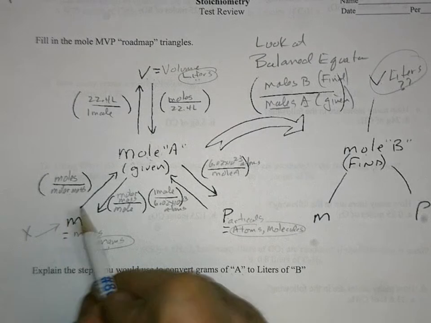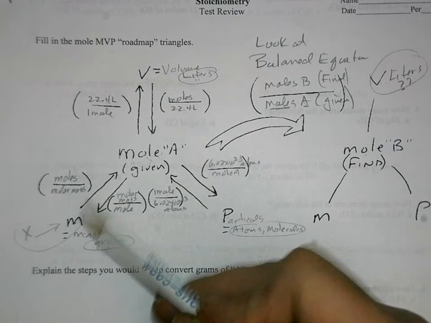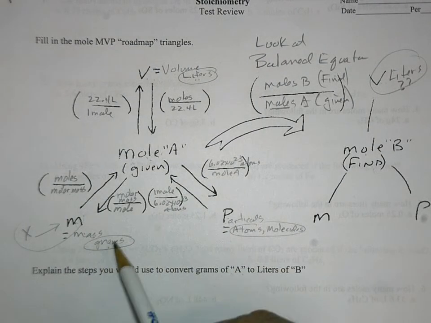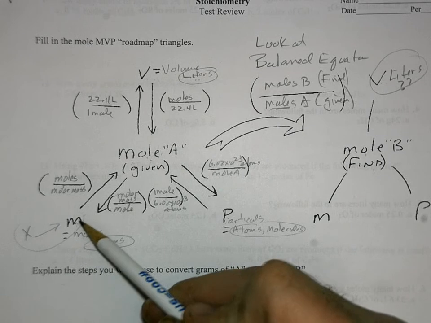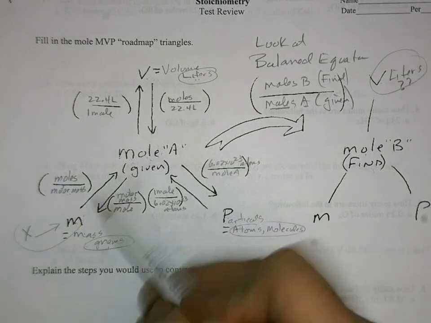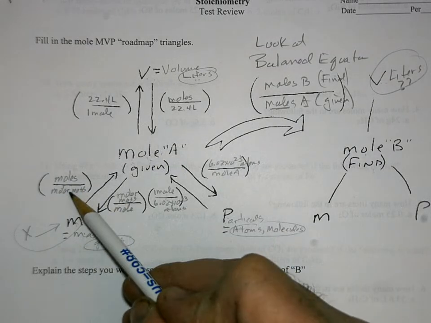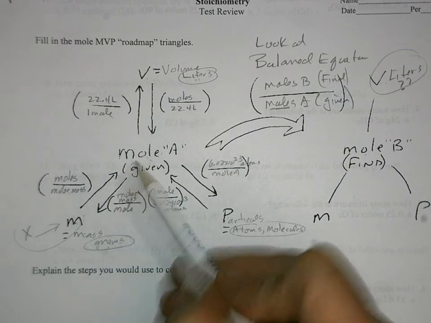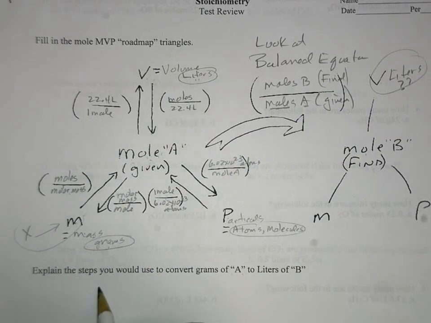Here's where we're starting. So the first step is, you're going to have to write down however many grams they give you in the problem. Since we're going to the mole, you want to divide by the molar mass of whatever this compound is. So you're going to write the given.